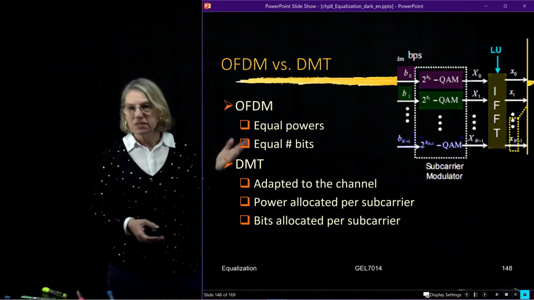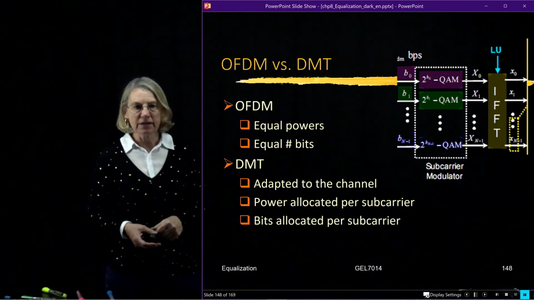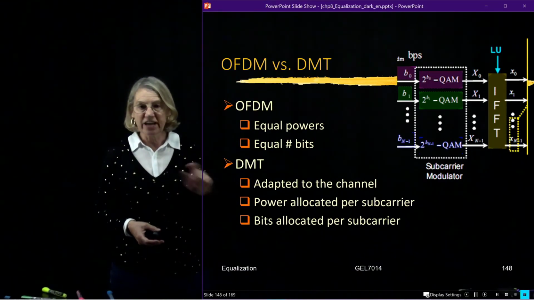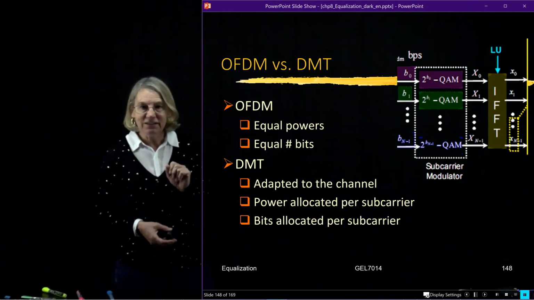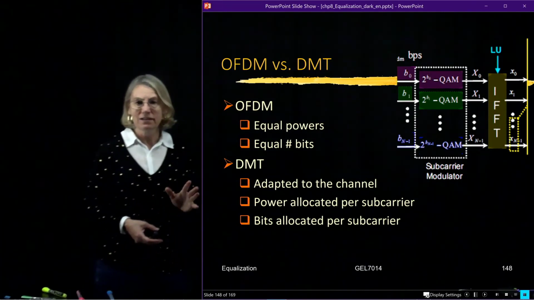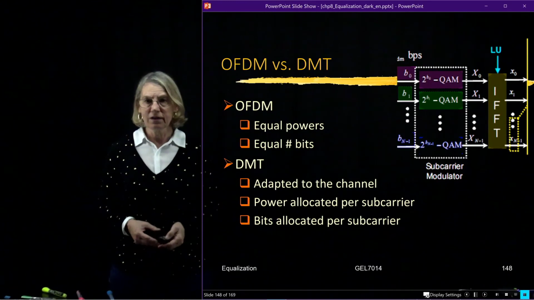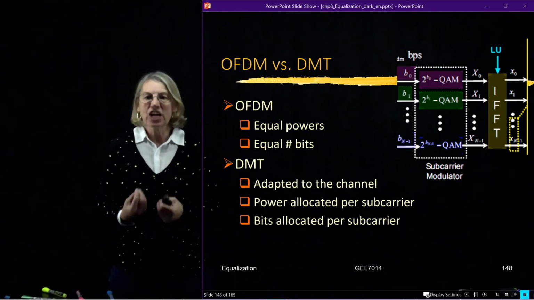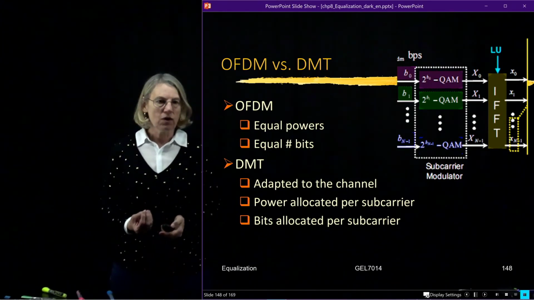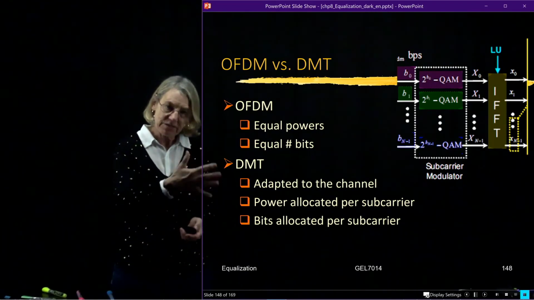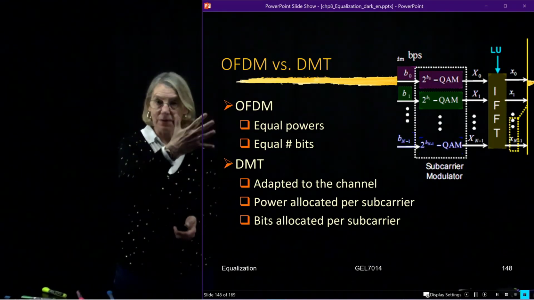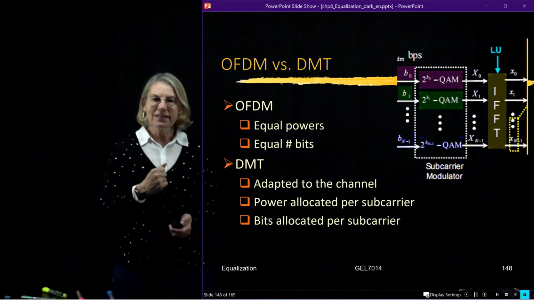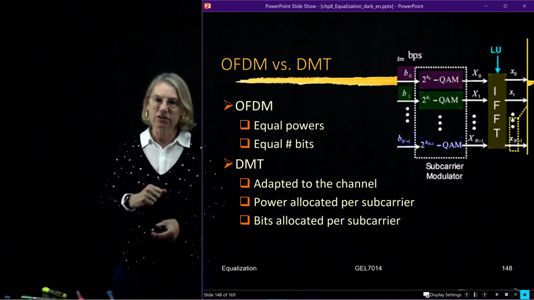So, in summary again, OFDM: equal power, equal number of bits. DMT is adapted to each channel. So, if I have a highly variable channel, DMT is not going to work because I can't change it that fast. So the idea of optimizing DMT is great, using DMT to optimize OFDM, but think about the 802.11 standard.